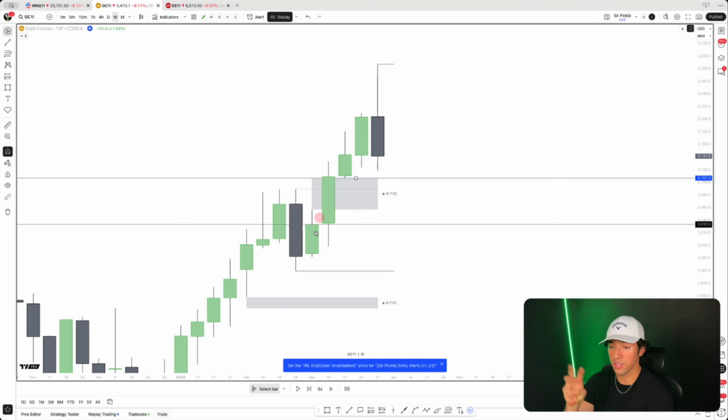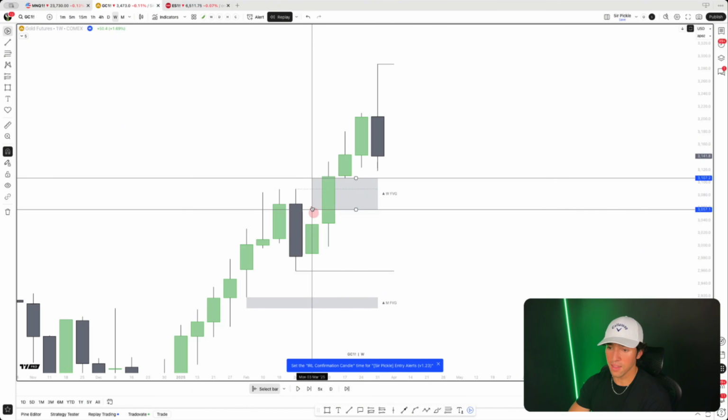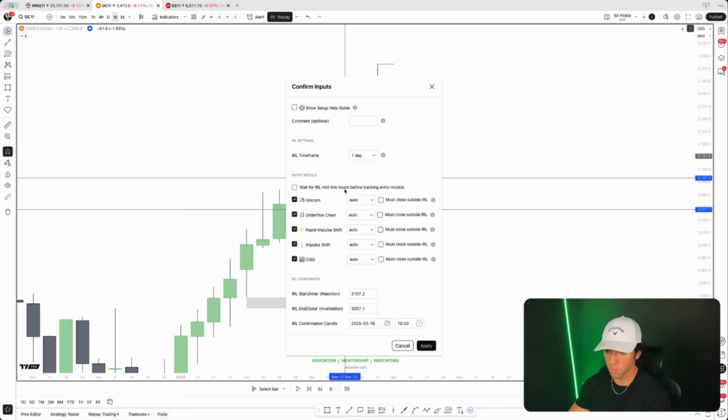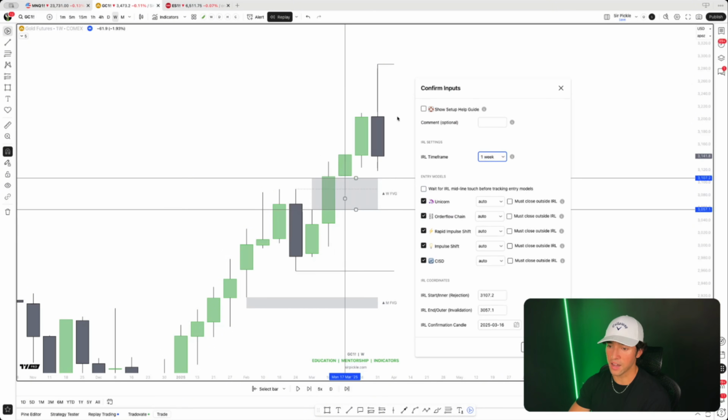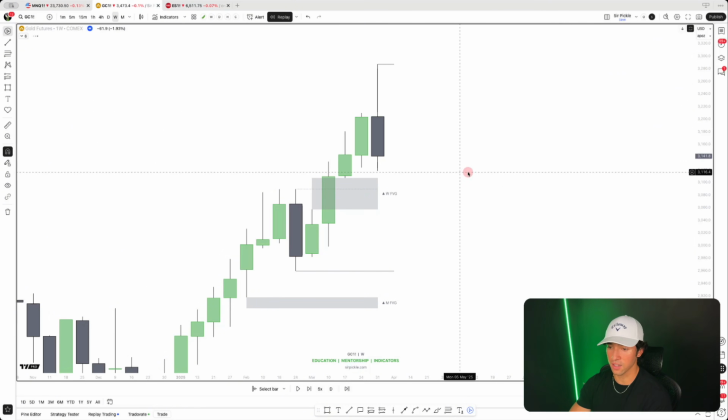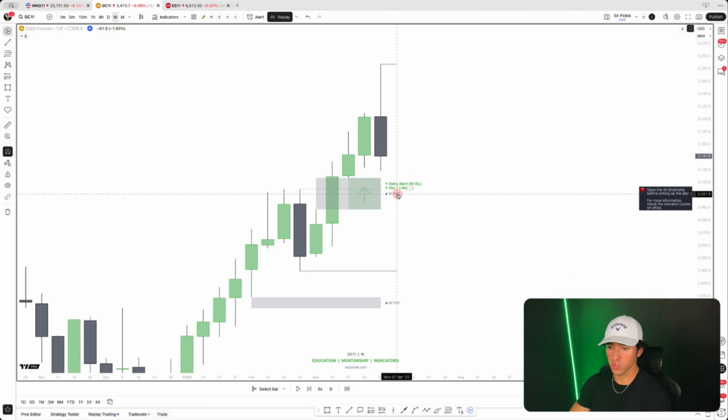Remember, it's 1, 2, 3 candles that create a fair value gap. And then the final confirmation candle, boom. And want to make sure this is a weekly fair value gap because this is a weekly IRL. And since this is an impulse shift video, we're going to focus just on that. So let's take a look and click apply. And there is your zone right there.